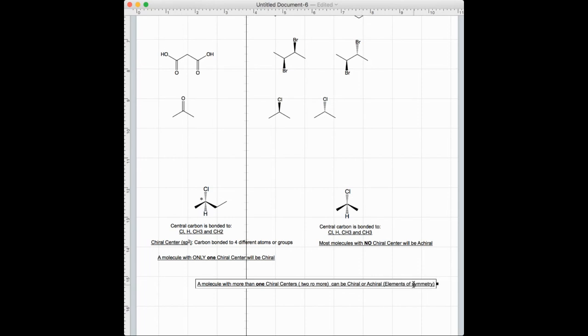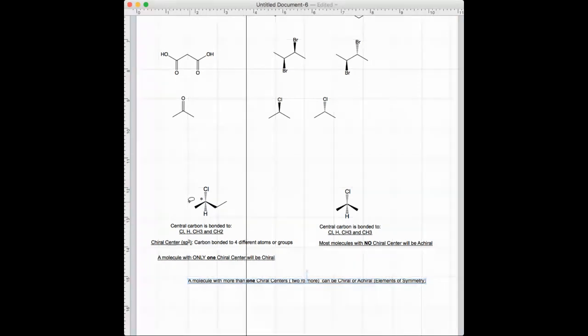Okay? So that's how I want you guys to assign chirality to molecules in organic chemistry and in chemistry in general. So you look at the structure of the molecule and assign chiral centers. If there is only one, the molecule will be chiral. If there is none, the molecule will be achiral. If there is more than one, then we need to look at the molecule and determine if there is an element of symmetry, and that will make the molecule achiral. If there is no element of symmetry, the molecule will be chiral. Okay? That's important to keep in mind.